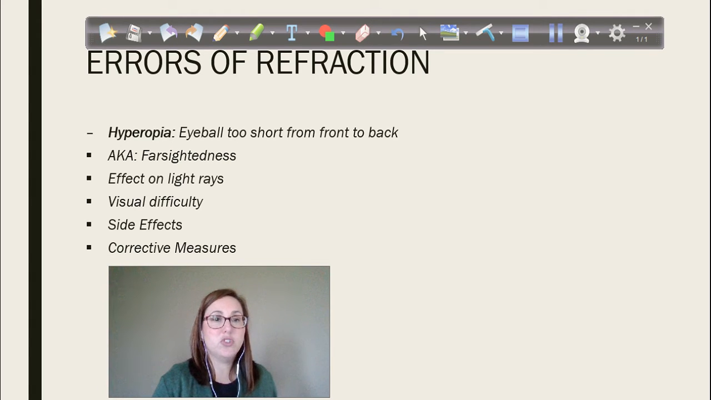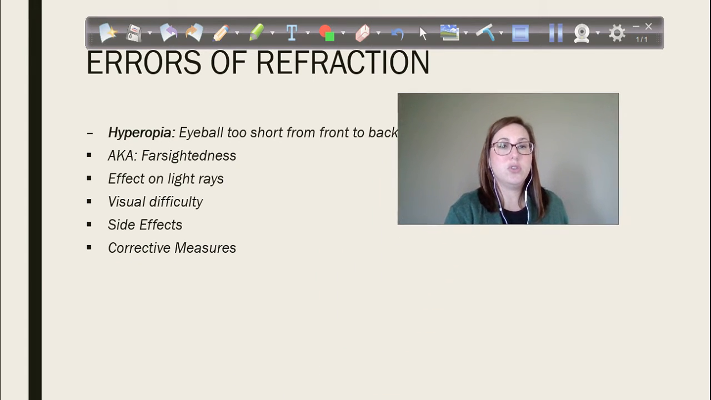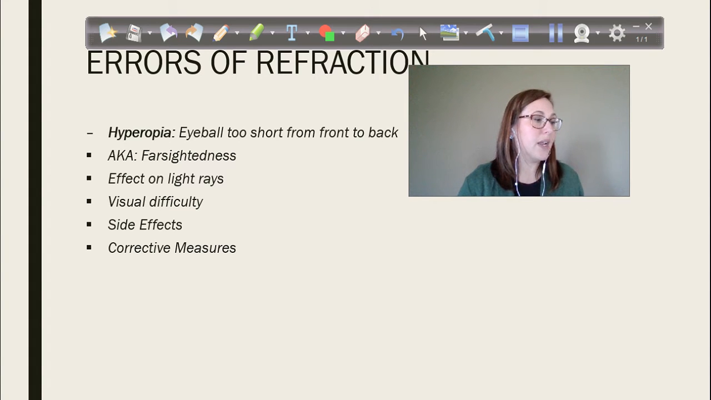Hyperopia is when the eyeball is too short from front to back. This is also known as farsightedness, where you can't see things at a reading distance or a close working distance. The light rays hit just behind the retina. Usually you'll have blurry vision and headaches, and you're straining your eyes to see things that are close up or at that working distance. Again, you can use corrective lenses to repair this so that the light focuses on the area of the retina to help you see better.